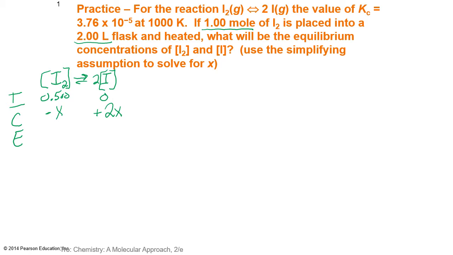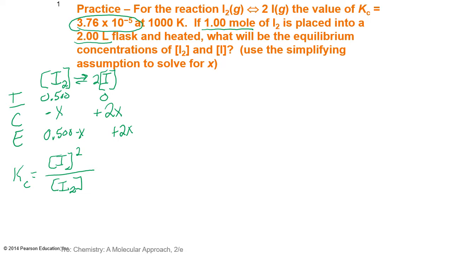At equilibrium, we're going to add these 2 columns to find our equilibrium concentrations, 0.5 minus x and 2x. Now we can use our equilibrium constant expression and plug in our values. So our equilibrium constant is given in the problem, and it is small, meaning that the reactants are going to be favored.